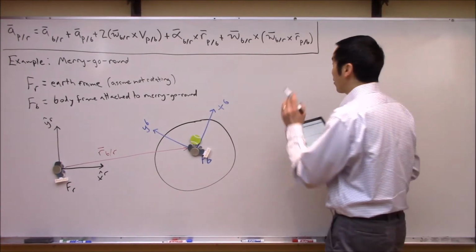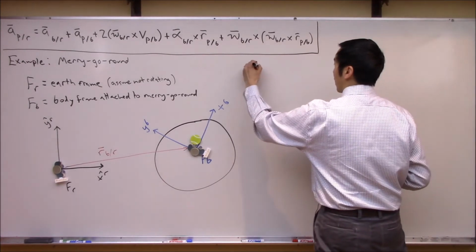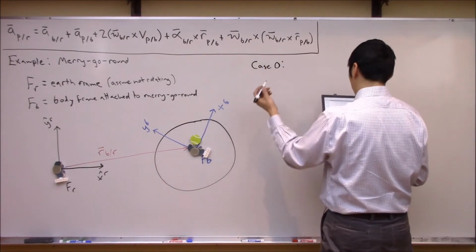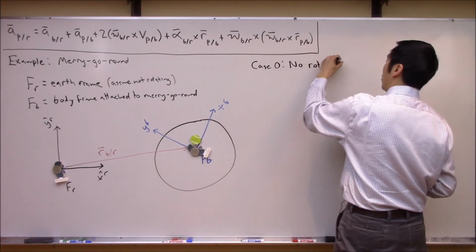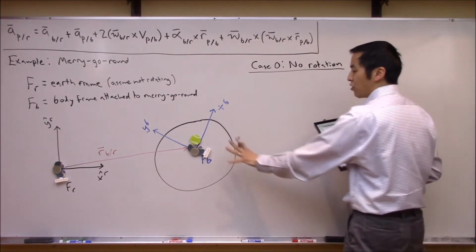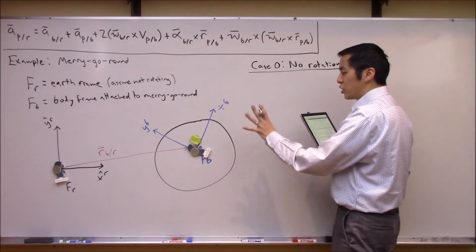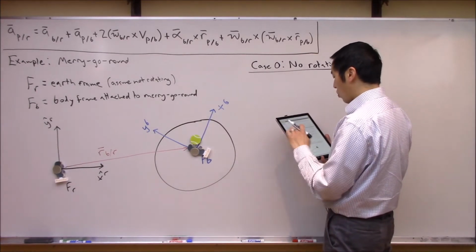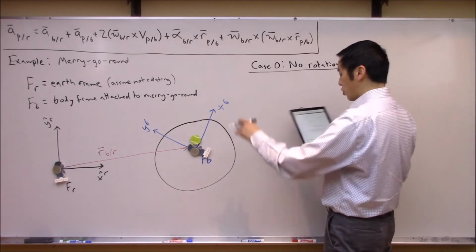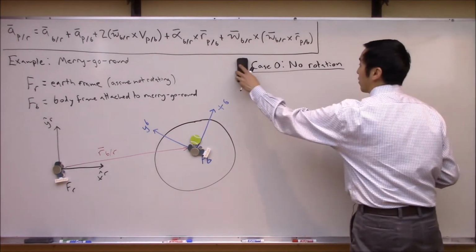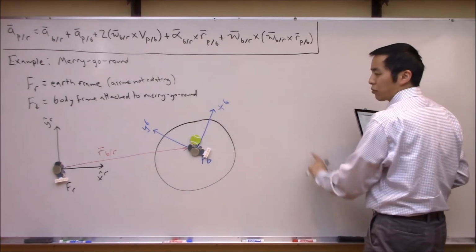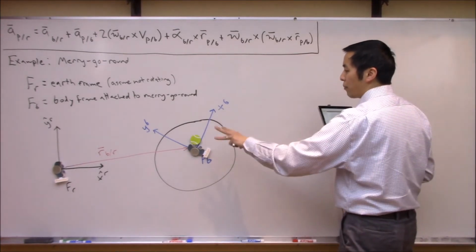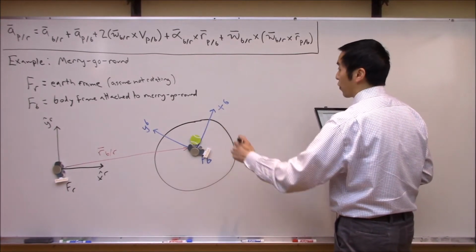So let's do a real simple case here, a case 0. So case 0 is, let's just do no rotation. In this case, the merry-go-round is not spinning at all. It's just sitting here, right? Oh, actually, sorry. You know what we should do before we get to our case 0? Let's make a couple of assumptions that are going to apply to cases 0, 1, 2, 3, 4, 5, 6, 7, all those. So maybe we better come up with a couple of assumptions first here, right?